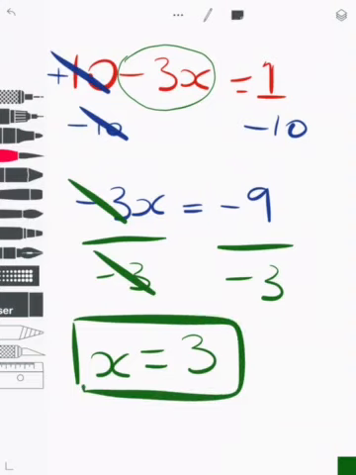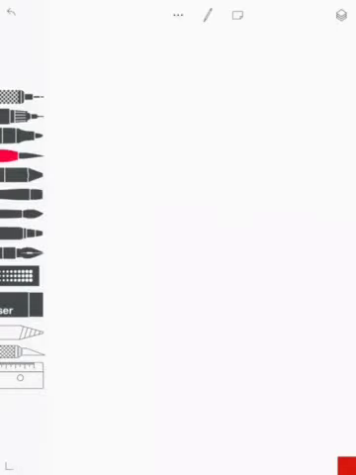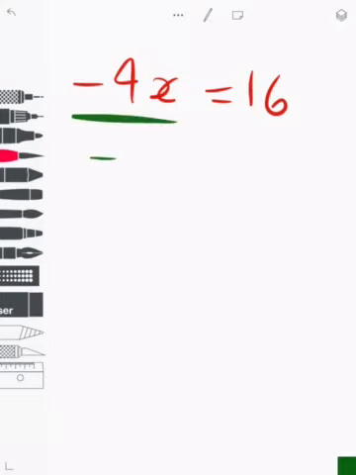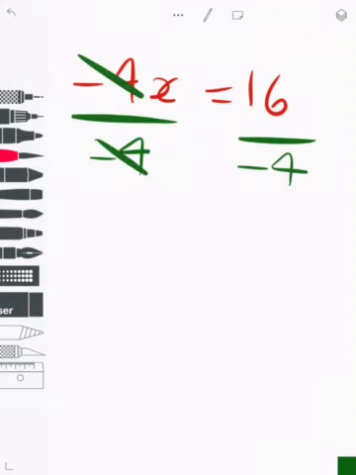Now let's do another example where we have something like minus 4x equals 16. Now here, this is just a one-step equation. We have minus 4 times x. So in order to get rid of the minus 4 times, we divide by minus 4. So we divide both sides by minus 4. That cancels that out. I'm left with x equals 16 divided by minus 4.